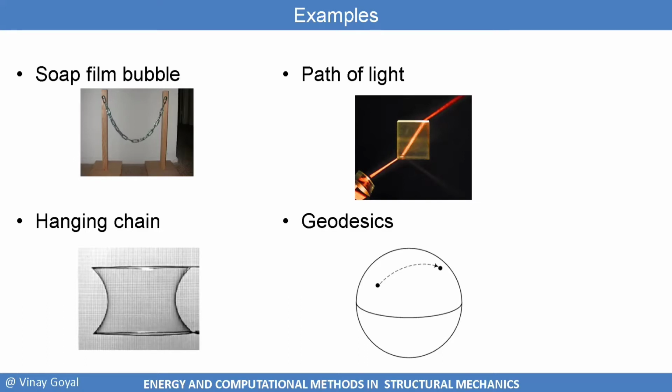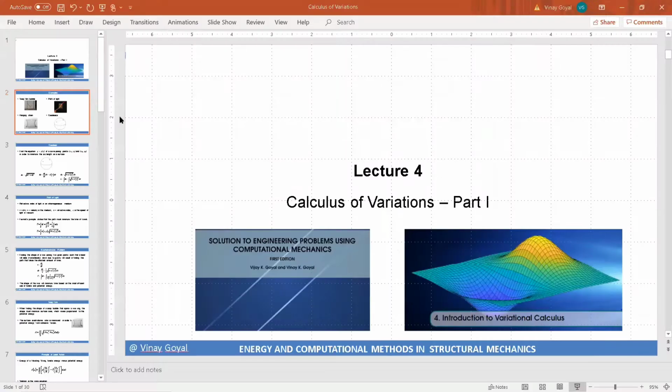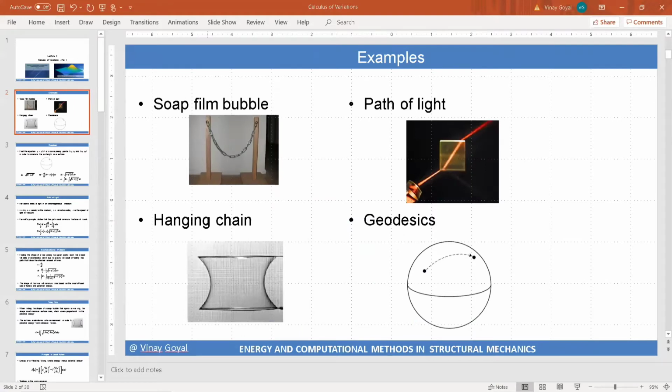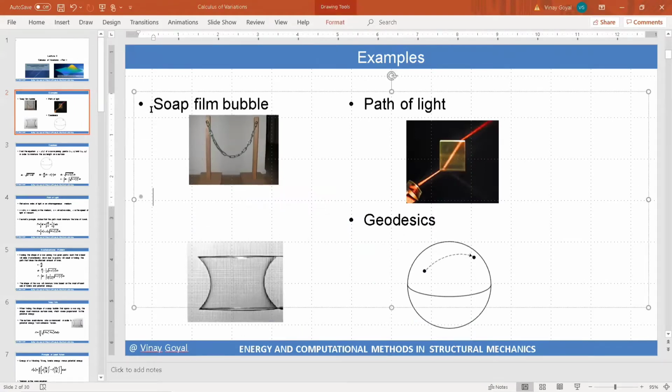And calculus of variations can be used to solve many different problems. For example, if I were to take a chain, and here, let me fix that now. Obviously, this is the hanging chain, and obviously this is the soap film bowl. So I apologize for that.